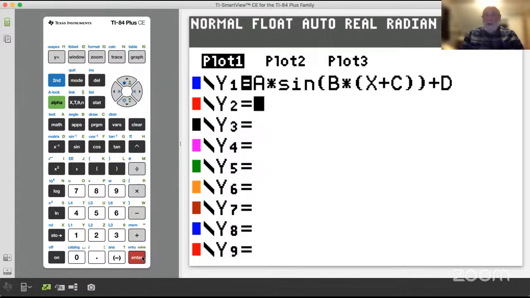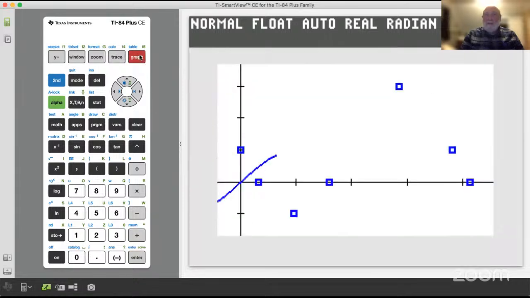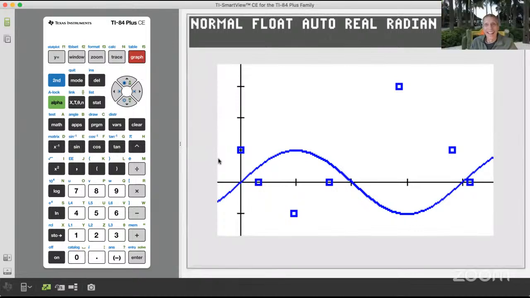And let's enter that, and let me just graph it. I think this is just a regular sine curve. We can check that pretty quick. Why I'm saying that is, or is it? Let's see.